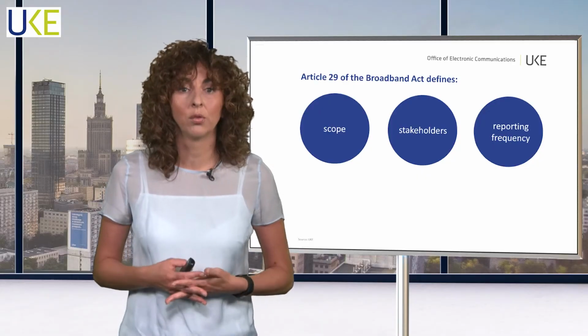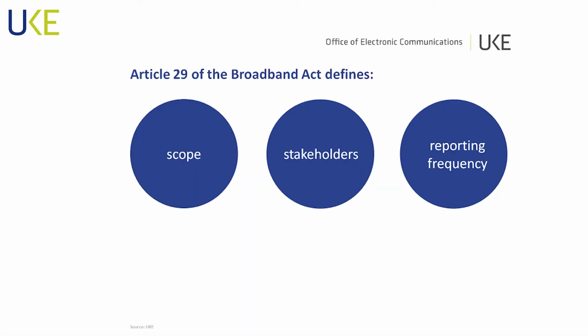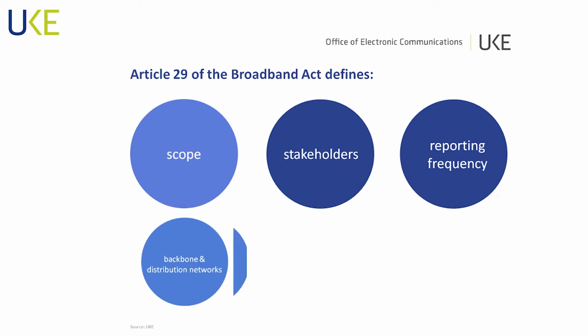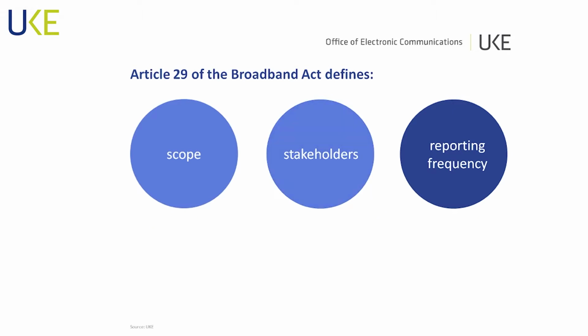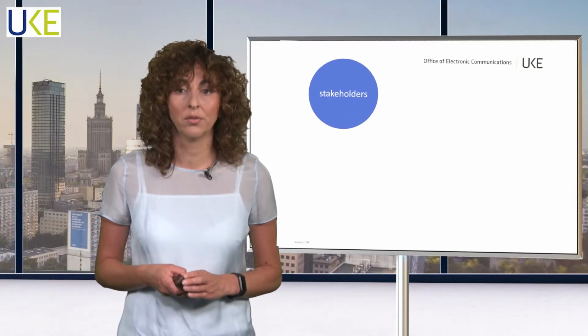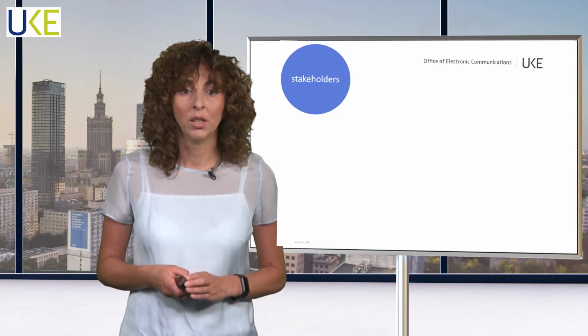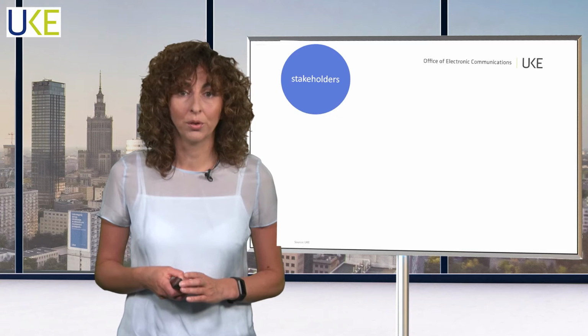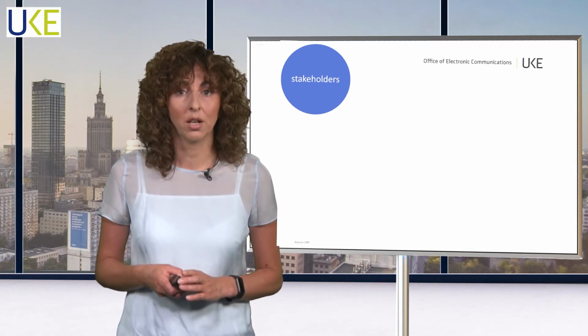Article 29 of the Broadband Act outlines the data collection methodology: backbone and distribution networks, telecommunication hubs, network links, and buildings to enable collocation. Entities that have reporting obligations concerning telecommunication infrastructure data to the President of UKE include local government authorities, public utility units, and telecommunications companies.